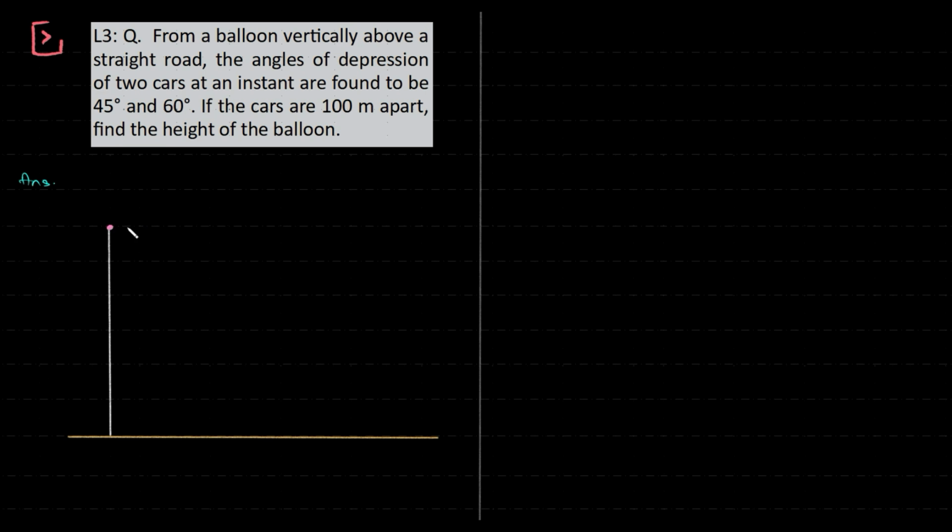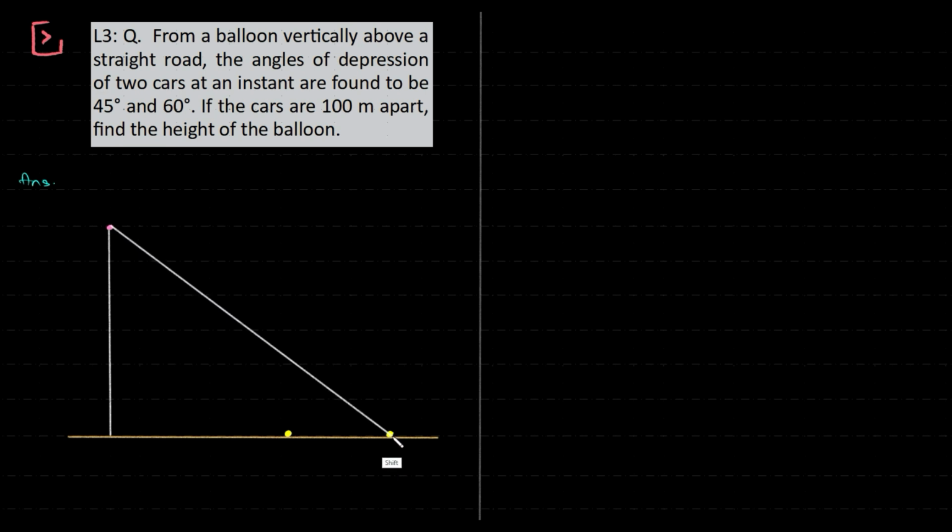Maybe I'll reduce this a bit. We need 45 degrees, right? 60 will be nearer, not an issue. So he's observing two cars. One is making an angle of 45 degrees, so basically this length will be equal to this length. So a bit forward, I guess. Yeah, that looks like 45 degrees. And another at an angle of 60 degrees. And the distance between them is 100 meters.